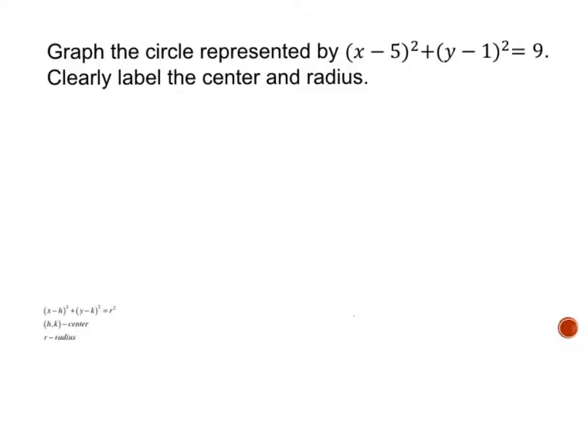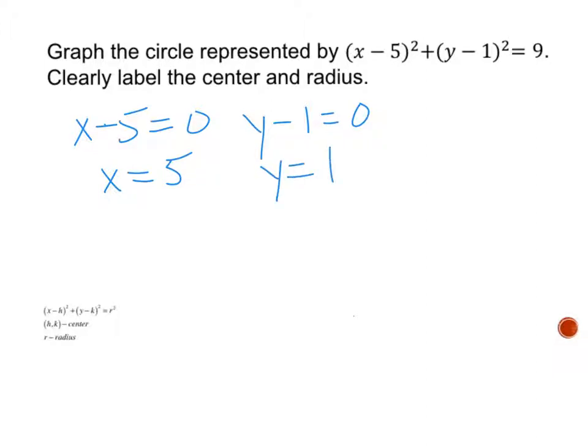Now, the first thing that I would want to do is to find the center of the circle. The way you do this is you set each quantity inside the parentheses equal to 0 to find the x-coordinate and the y-coordinate of the center. So I'm going to set x minus 5 equal to 0, and I'm going to set y minus 1 equal to 0. When I solve both of those for the variables, I'm going to get x is equal to 5 by adding 5 to both sides, and y equals 1 by adding 1 to both sides. Therefore, the center of the circle is (5, 1).